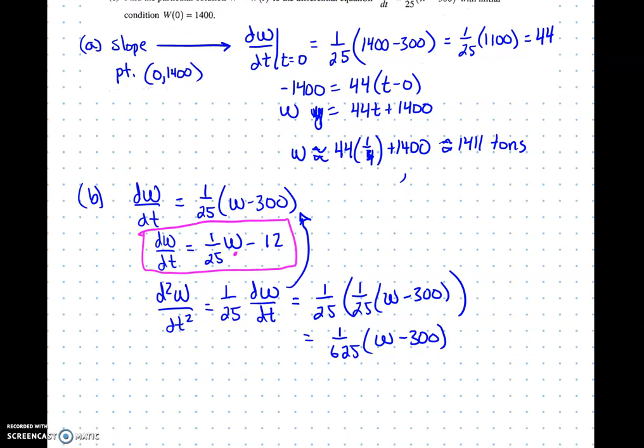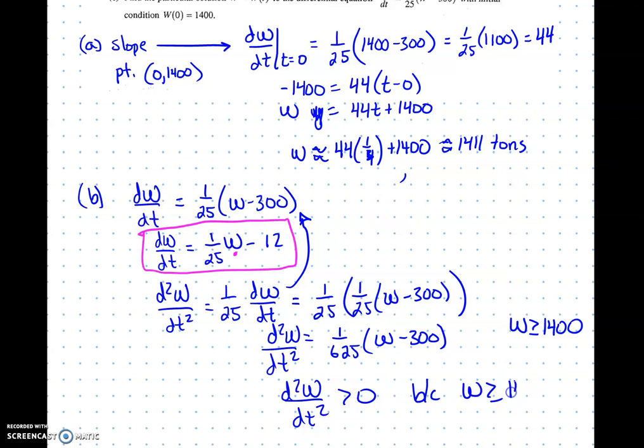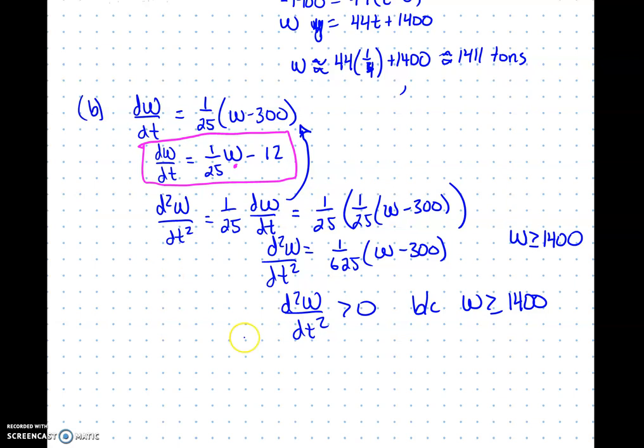Well, let's think about this. Our w, we are told our w starts at 1400 and it's always getting bigger and bigger. What does that mean about the second derivative? That means that the second derivative is always going to be greater than 0, because my w is always bigger than or equal to 1400. So if I plug any w into this second derivative equation, I'm going to get a positive value. That is telling me about the concavity of the curve.